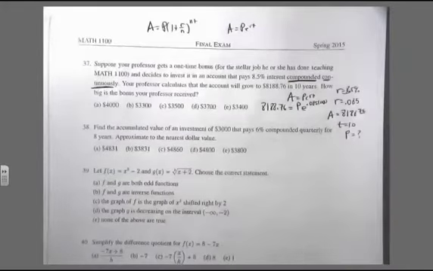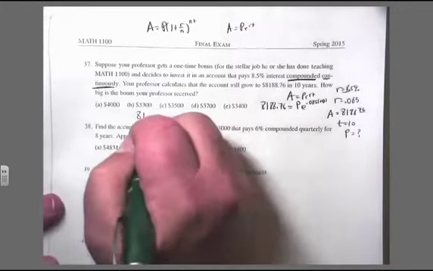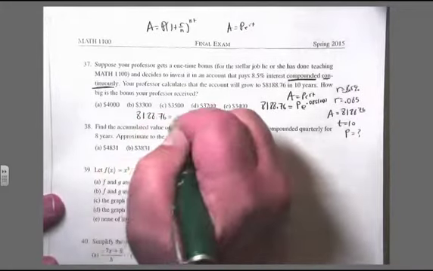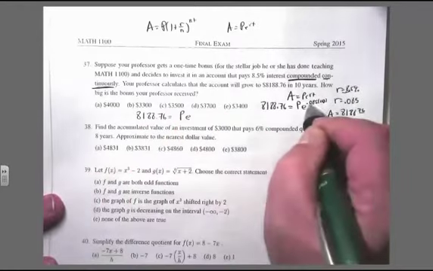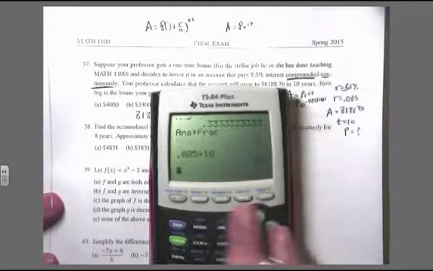Now, this is nothing but a number. We can clean this up. This is $8,188.76 equals Pe to the 0.085 times 10. 0.085 times 10 makes it 0.85.